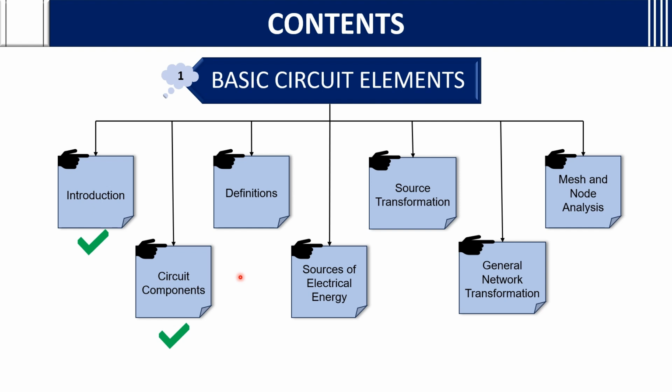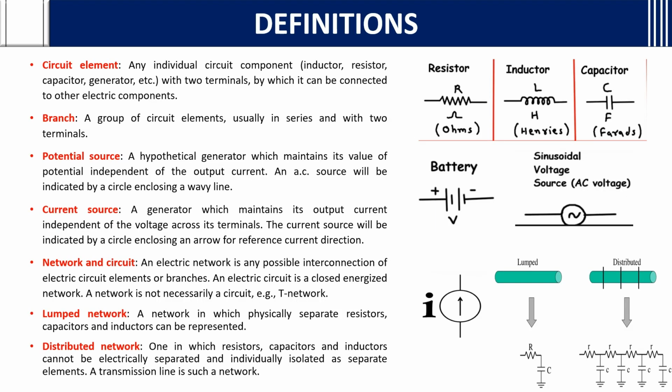Then now we will go to definitions. Circuit element. Any individual circuit component, inductor, resistor, capacitor, generator, etc. with two terminals by which it can be connected to other electric components is called a circuit element. See, these are the circuit elements like resistor, inductor, capacitor with two terminals.